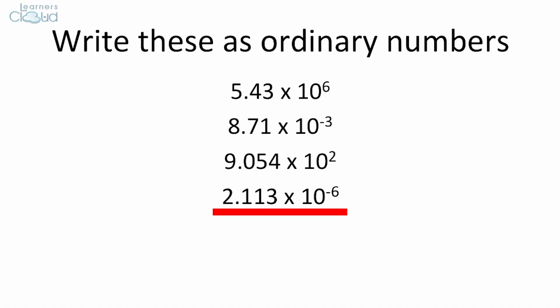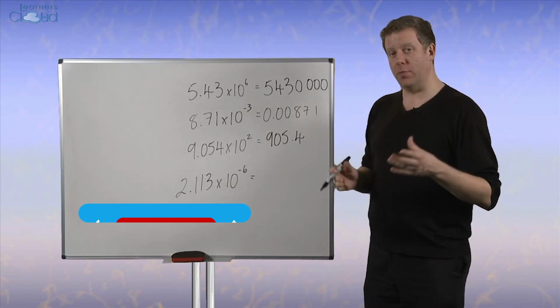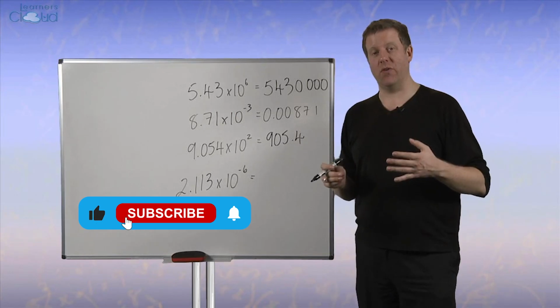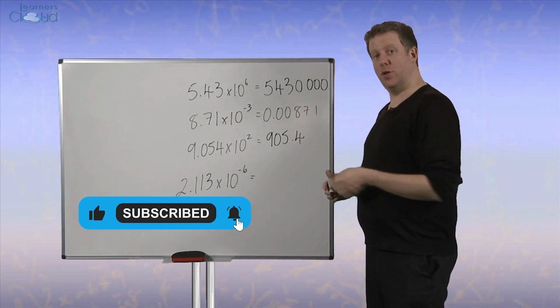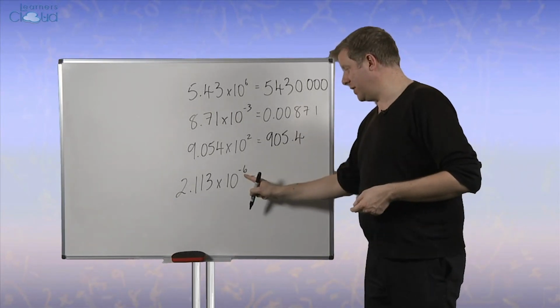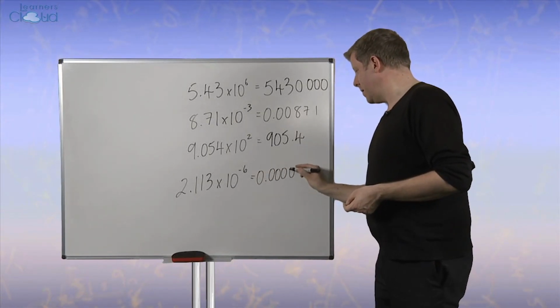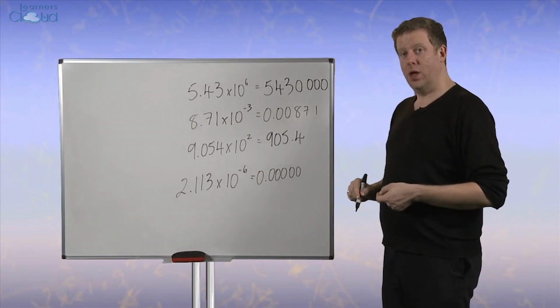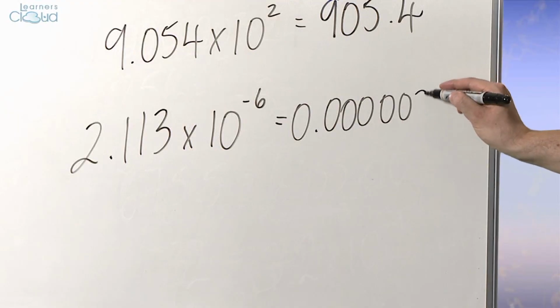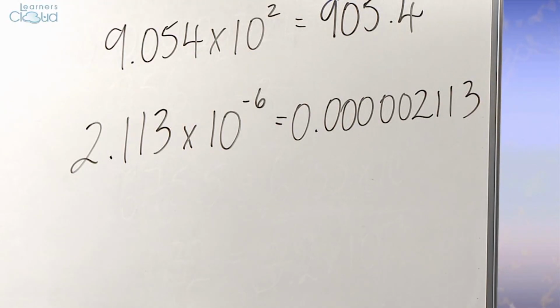Final one for a nice small number, 2.113 multiplied by 10 to the power of minus 6. So remember, with these very small numbers, the number of zeros we write is linked in to the power that was already there. So 6 here means I should be writing in 6 zeros in total, and then I can just put in the numbers from the question. 2113.